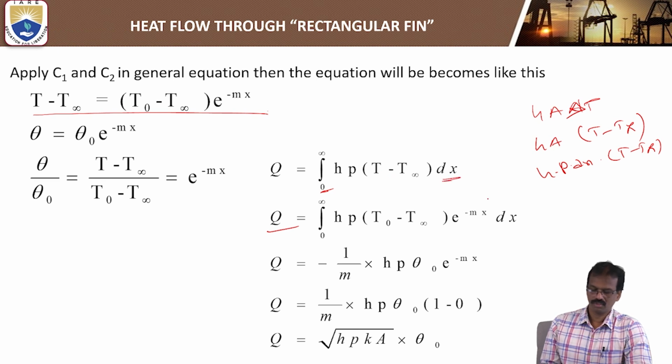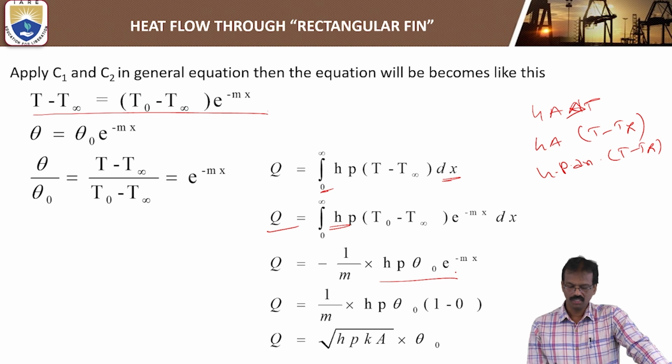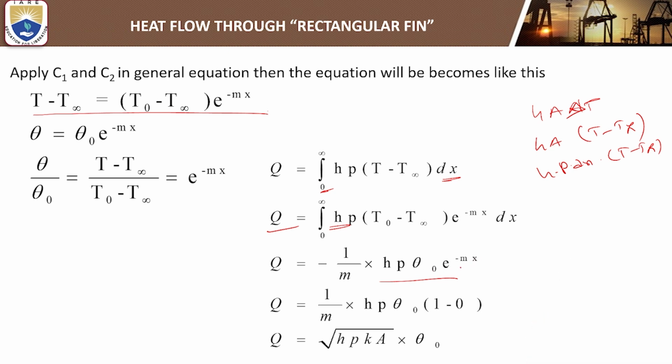If you integrate this one, you will get it like this, because the integral of e to the power of minus mx is minus 1 by m times e to the power of minus mx. If you apply the infinity limit, that will be 0, and if you apply the 0 limit, that will be 1. So the formula will be hp theta naught into e to the power of minus mx.